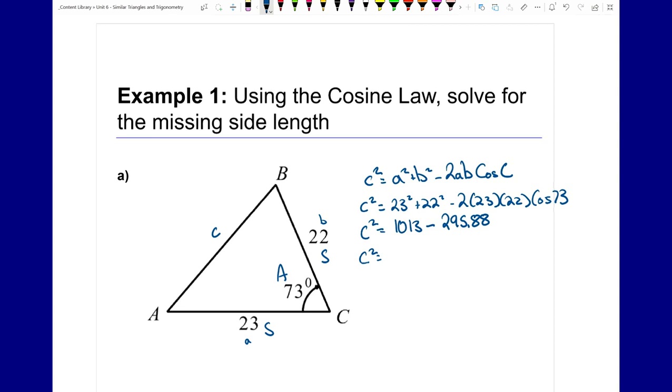So 1013 minus 295.88 gets 717.12. Now looking at that, you might think, okay, that looks too big. And you'd be right. That is too big to fit our triangle based on the other sides that we have, and that's because this value is c squared. I want c, so I have to square root 717.12. When I square root that answer, I get my side length, which is 26.8. So that is the side length, 26.8 units long.